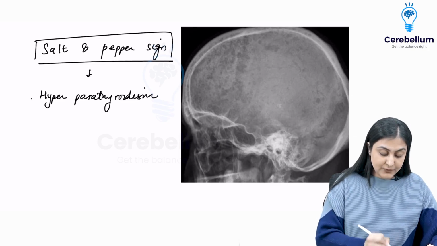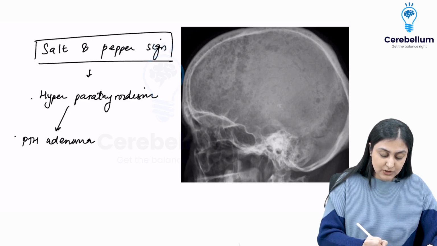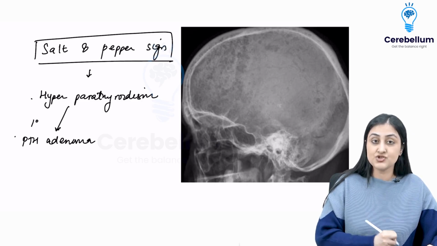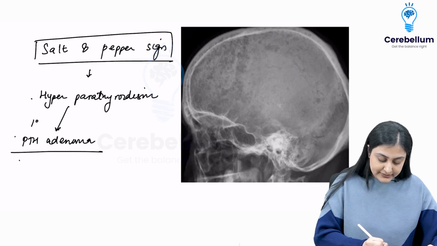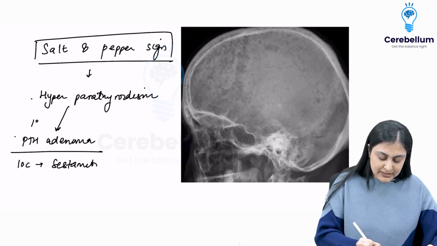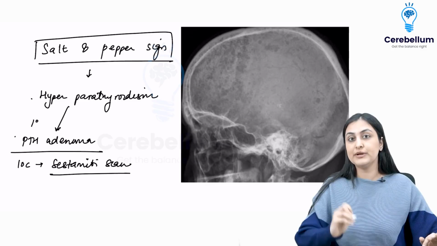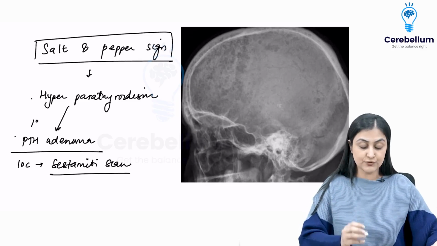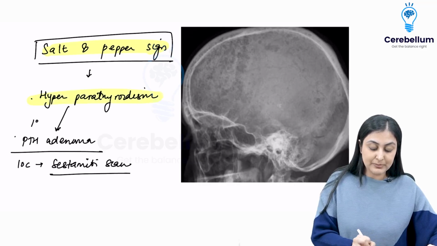And here you want to remember one additional point. We'll also talk about this in nuclear medicine, but when we talk about primary hyper PTH, the most common cause is a parathyroid adenoma, and the investigation of choice for this is a SESTA-MIBI scan. Okay, so this is a nuclear medicine scan, but because it is so important, I'm just trying to revise it for you right here. Okay, so salt and pepper sign is hyper PTH.